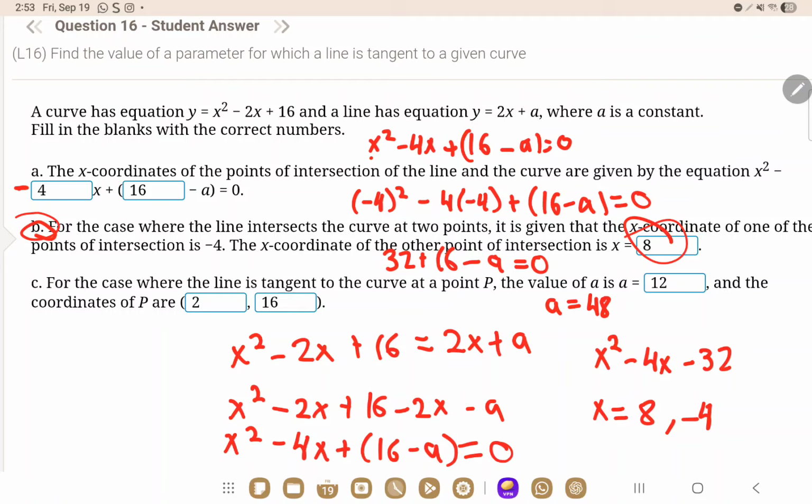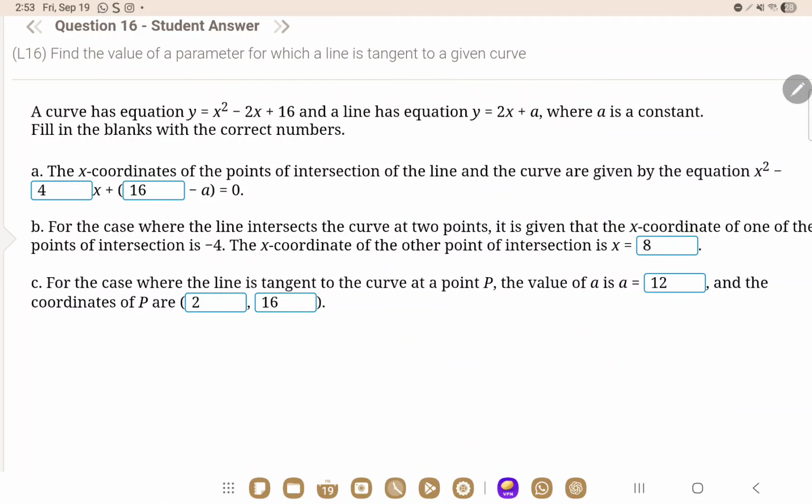Now, for part C, it's a completely different question. It's saying, imagine another case where this line is tangent to the curve at point P. They want the value of a and the coordinates of P. So what do we know when a line is tangent to a curve? It means that it touches the curve at exactly one point. Now there's two ways of solving this. The way I use is way easier than the other way. I'm going to explain both though, in case in the exam it comes as a different thing.